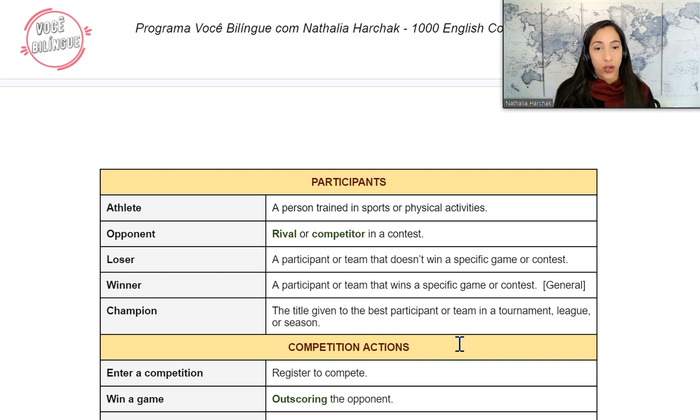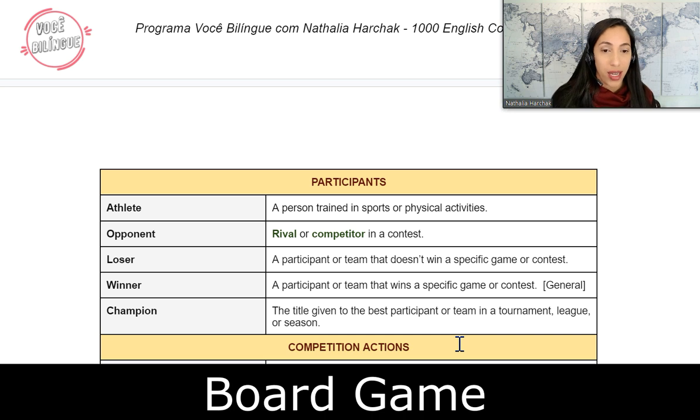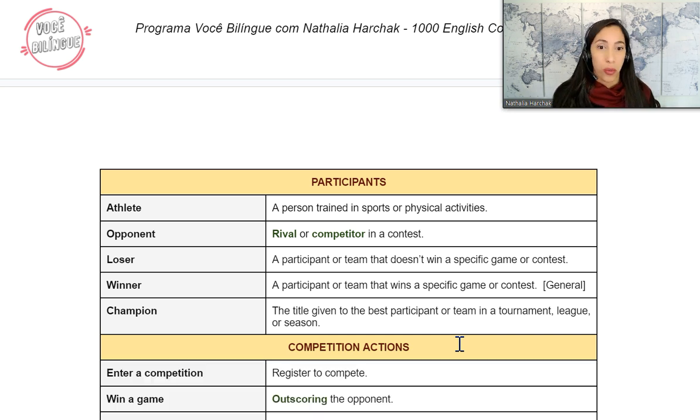The word winner is more general, so you could say you are a winner if you're playing sports, or if you are playing a board game at home. The champion would be a winner, however, who is a person who has a title. Okay, so the title given to the best participant or team in a tournament, league, or season.